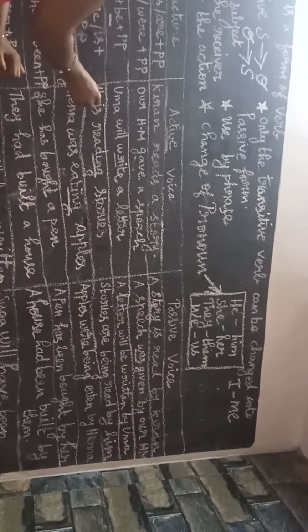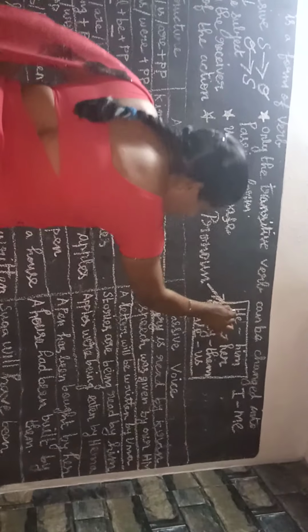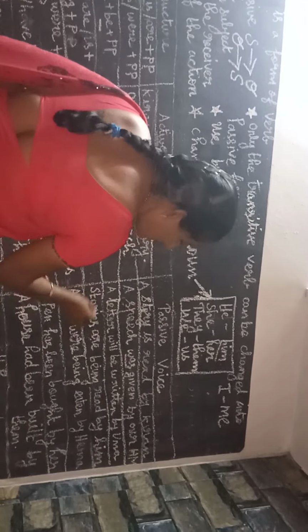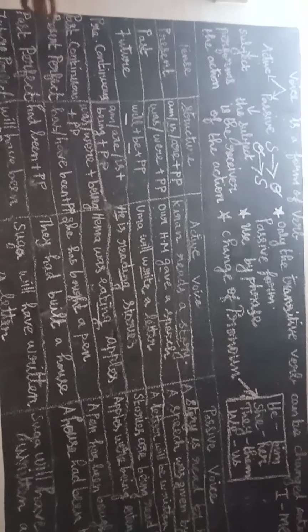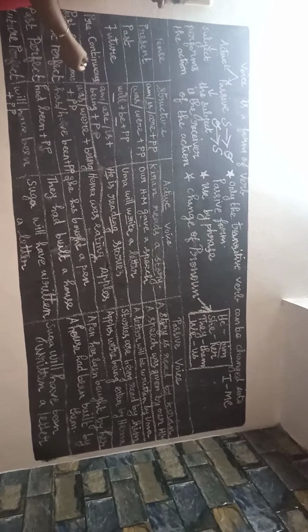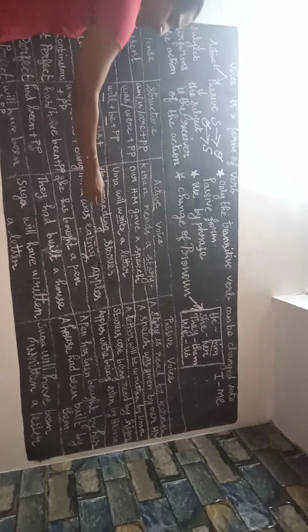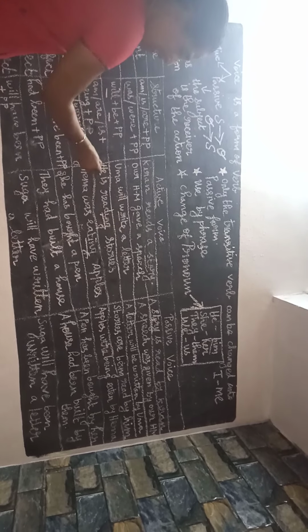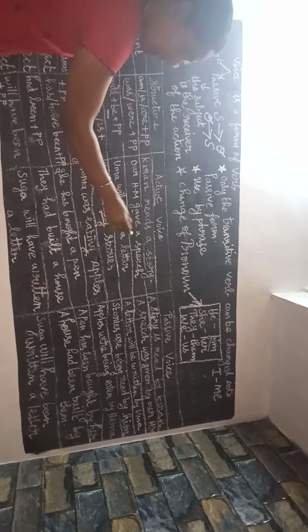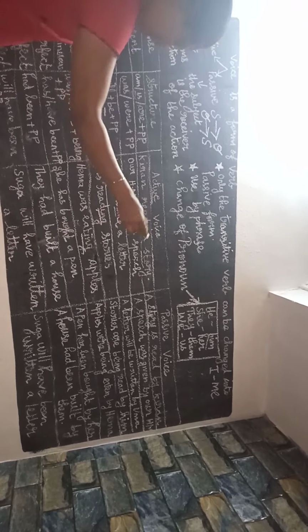Already I told, if the pronoun is he, it should be changed into him. So, we have changed it as stories are being read by him. Present continuous tense, we have to use the continuous form. If the verb has ing, we have to use being. He is reading stories. Stories are being read by him.